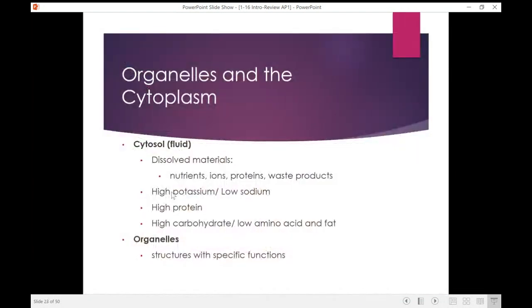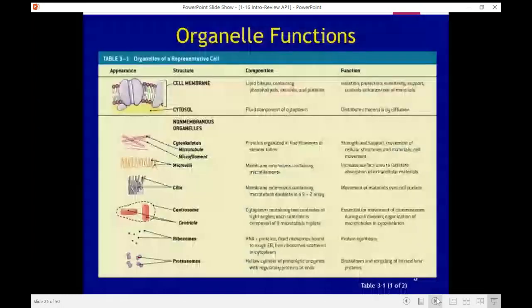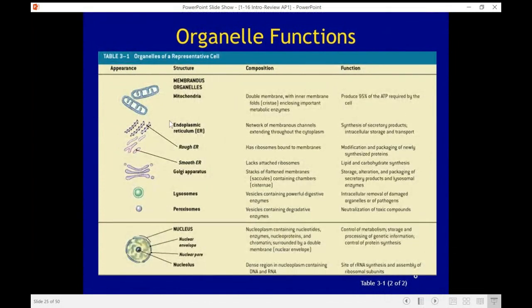Okay. So that cytosol has some dissolved materials in it, like nutrients, ions, proteins, and waste products. It has very high potassium and low sodium. Also has some high protein, high carbohydrates, and low amino acid and fat. And then we have these organelles in there, and they have these structures in them with some specific functions. Okay, so make sure that you do go over these. I'm not going to read them all to you, but do review the organelles and their functions.